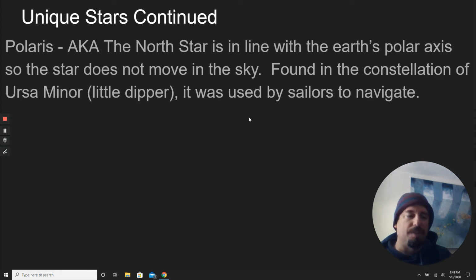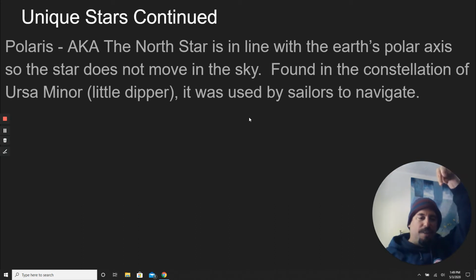You can see some cool pictures too if you look at time-lapse photos or videos where they center on Polaris. You can see all the other stars are swirling around it, and you'll have Polaris that just stays stationary at the top.